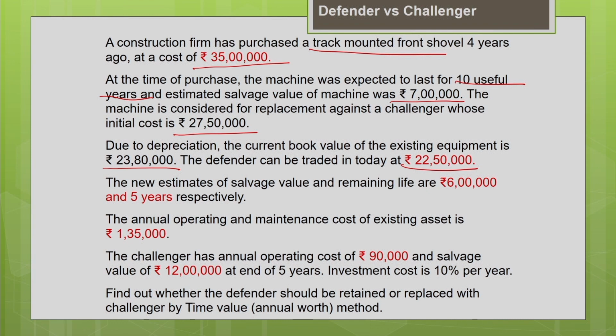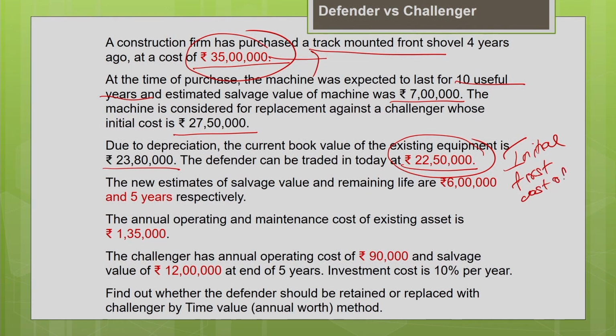For an outsider, your initial purchase price of the machine is totally irrelevant. This 35 lakh is your initial purchase price, and it is not important for the outsider. What he is concerned about is only the current trade-in value of the machine. When you sell in the market, the current market value, the trade-in value, is 22 lakh 50,000. This is the initial cost, or the first cost, of the Defender from the third party or outsider perspective.